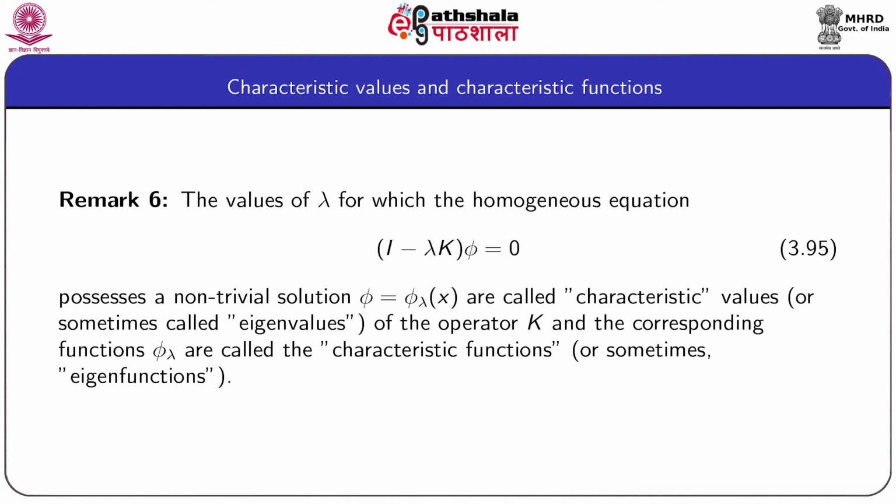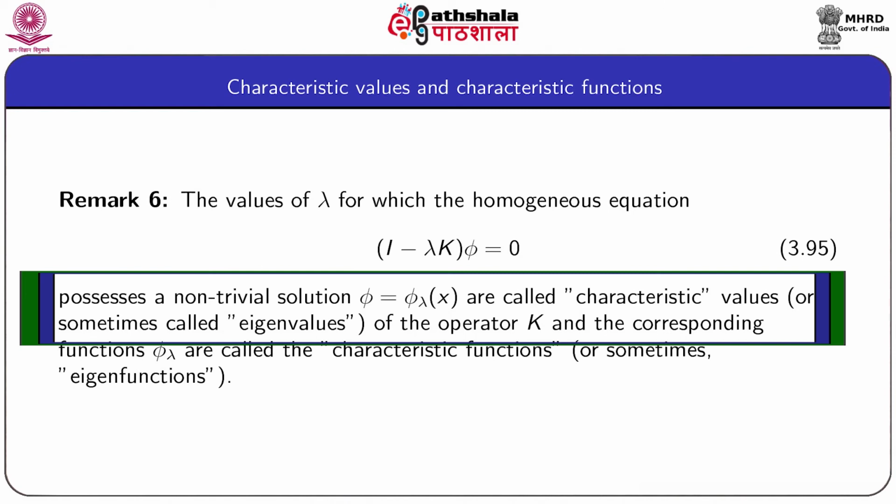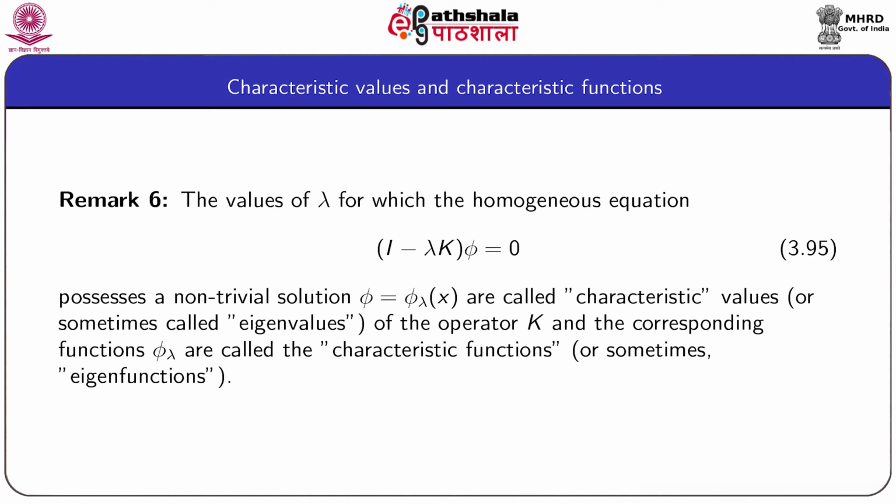Now we come to remark 6. The values of lambda for which the homogeneous integral equation given by equation 3.95, that is I minus lambda capital K phi equal to 0, possesses a non-trivial solution phi equal to phi lambda x, are called characteristic values or sometimes called eigenvalues of the operator capital K, and the corresponding functions phi lambda are called the characteristic functions or sometimes called the eigenfunctions.